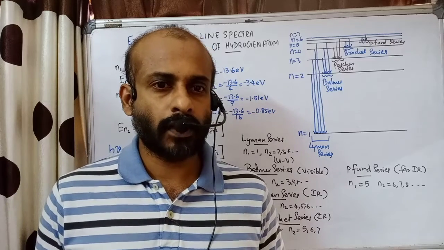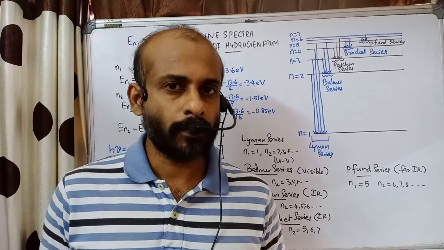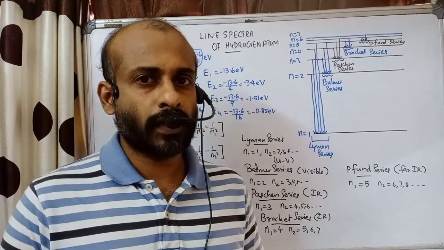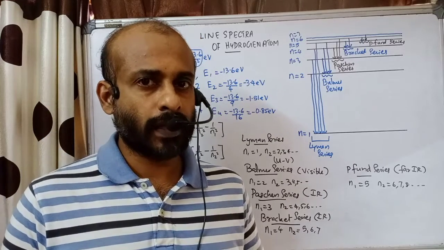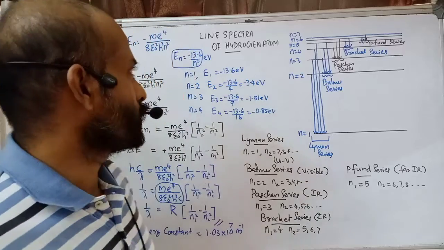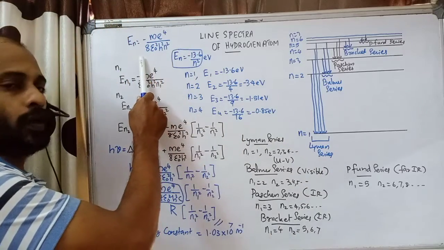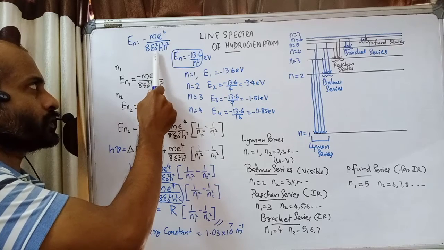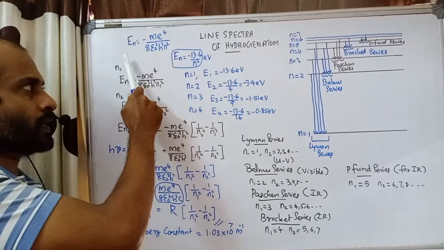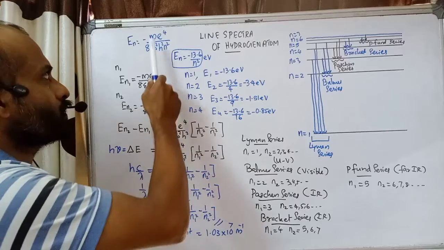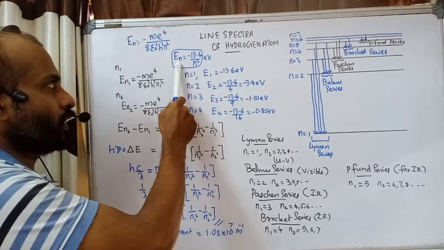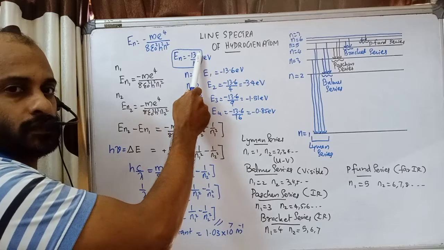So the line spectrum of hydrogen atom is our topic today. In the previous class, we have seen the equation for the energy of an electron in the nth orbit or nth level: En is equal to minus m e raised to 4 by 8 epsilon 0 square h square n square. When you substitute the values of the constants except n square, we get a value of minus 13.6.